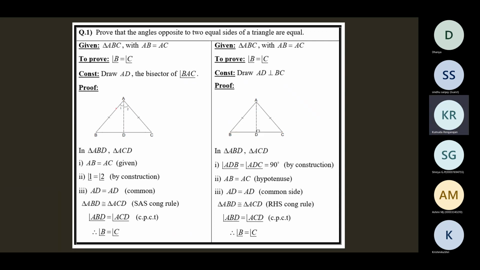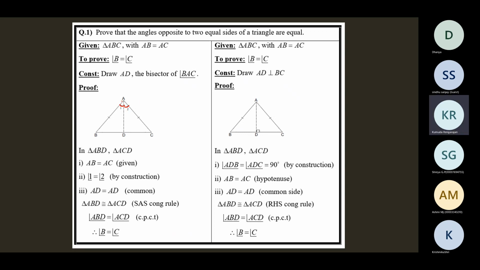We take one here. So here it is: draw AD, the bisector of angle BAC. Here we say draw AD perpendicular to BC. Perpendicular meaning later you will prove that it bisects BC. So these are the two ways of taking the construction. Let's see the first one, where AD is the bisector of BAC. That means angle 1 is equal to angle 2. By construction, angle 1 is equal to angle 2.